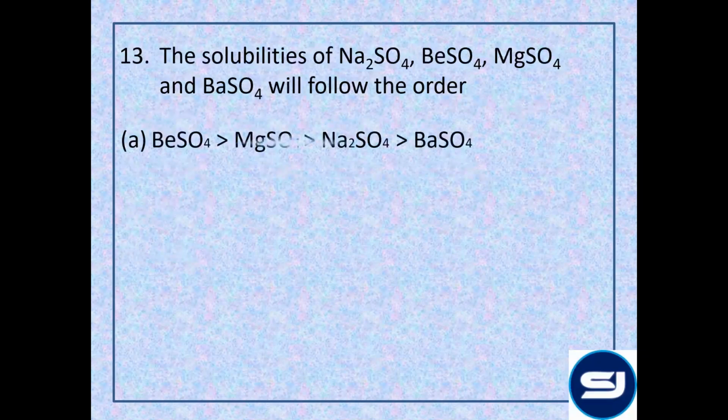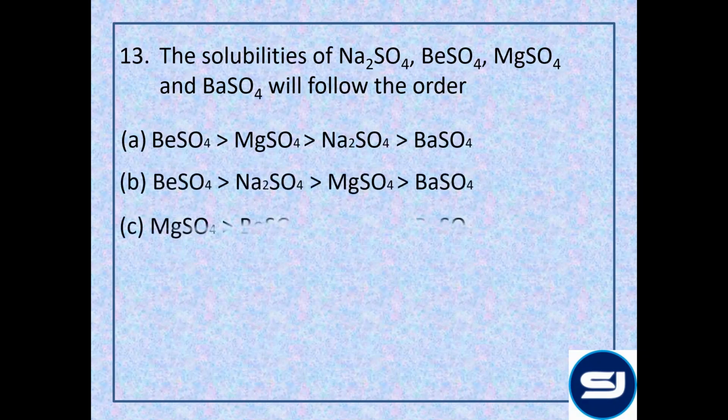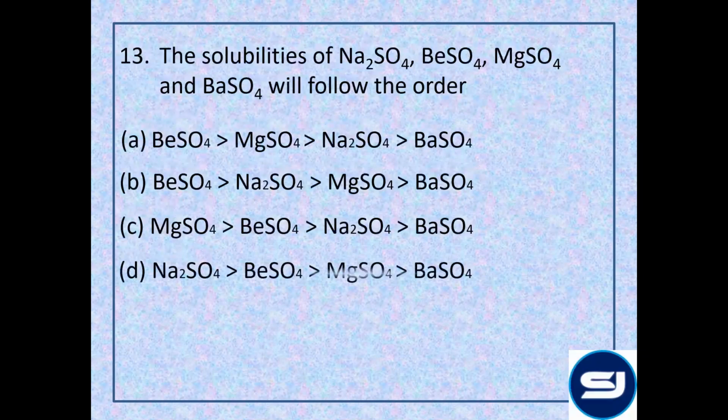The solubilities of sodium, beryllium, magnesium and barium sulfate will follow the order. Now, among the alkaline earth metals, beryllium, magnesium and barium, which is most soluble? Beryllium. बेरिलियम. तो इनमें तो Be, Mg और Ba का ऑर्डर क्लियर है.